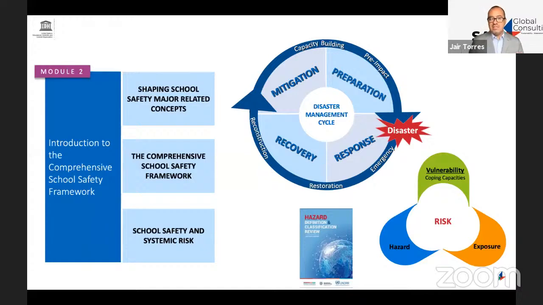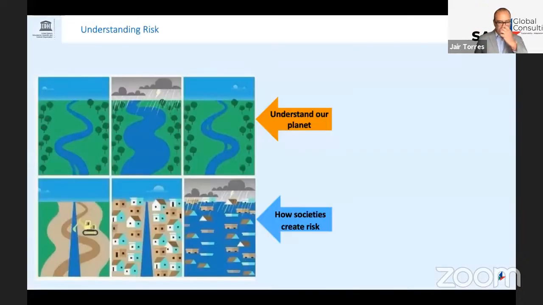Then we're going to introduce the comprehensive school safety framework. We're going to do a general introduction of what the CSF is, and then we're going to finish off linking the CSF in the context of systemic risk. So in this module, our idea is to try to get a better understanding of how the planet works and how we as societies create risk.